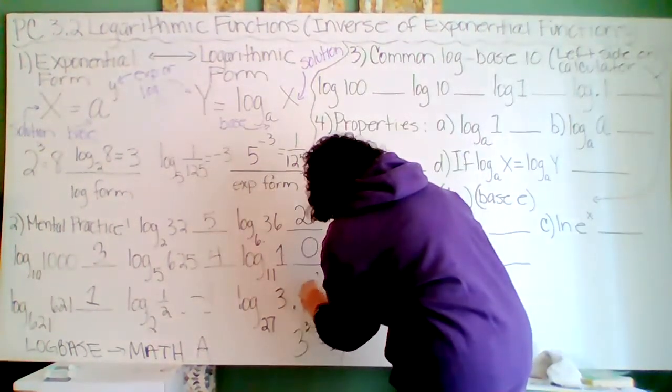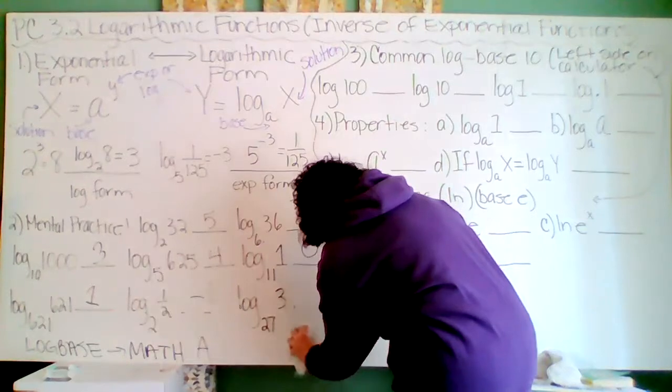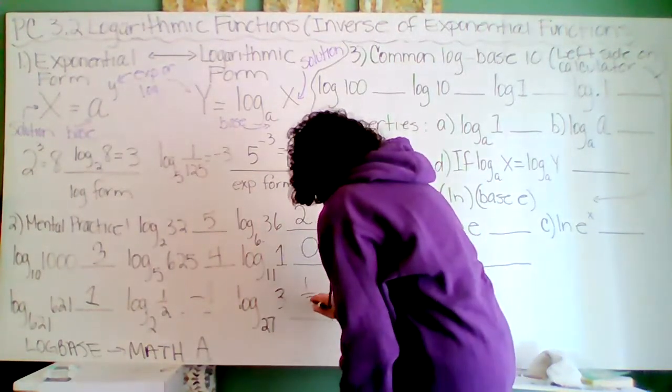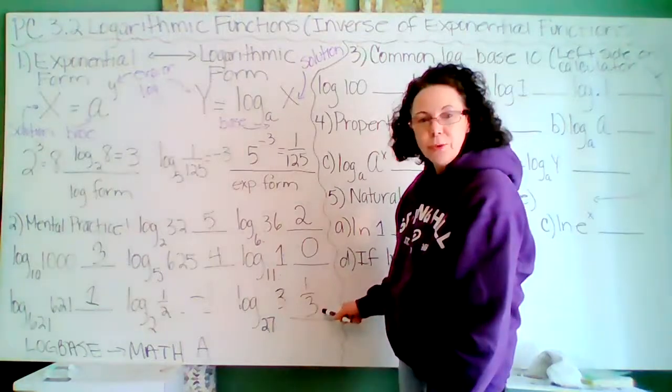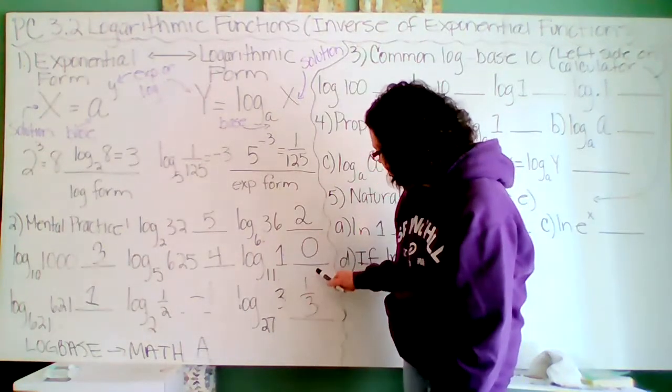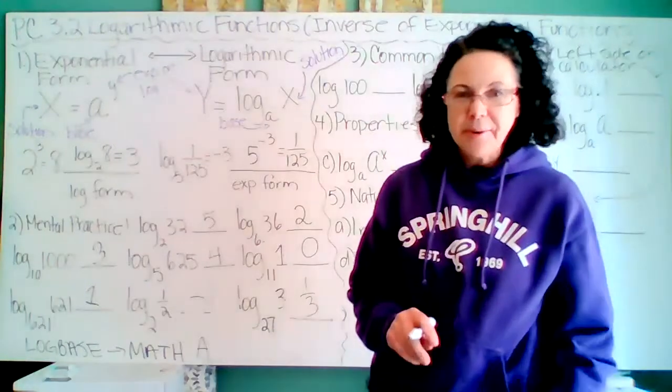And maybe you remember that a 1/3 is a cube root, a power of 1 and a root of 3. 27, the cube root of 27 is 3, or 27 to the 1/3 power is 3.